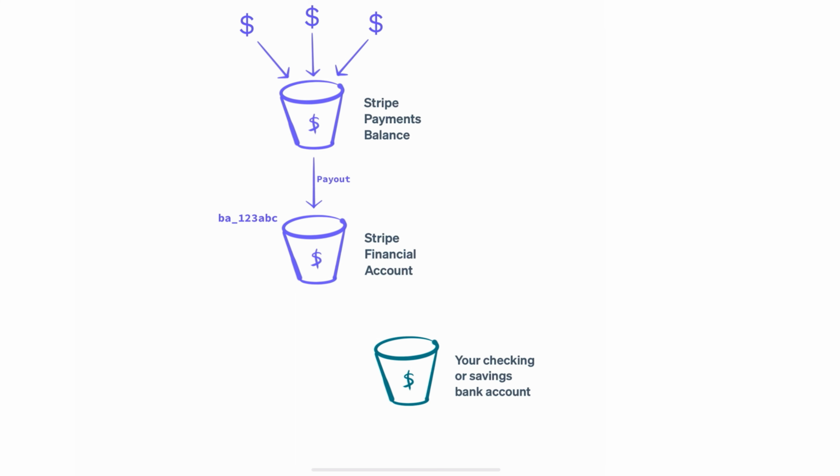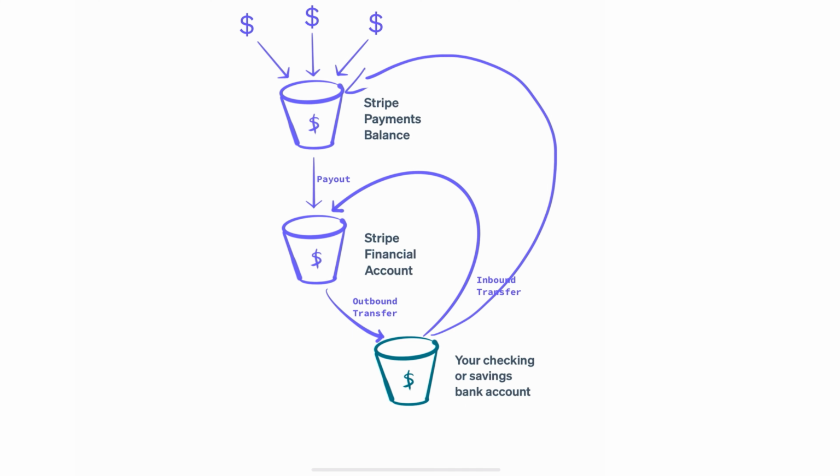Let's talk about some of the benefits of having API access to a financial account where you can move money around. We can still move money out to our checking or savings external bank account with an outbound transfer. We can also move money into our financial account with an inbound transfer. Now, before, you could technically do this with a top-up by moving money from your external account into your Stripe payments balance, but instead, now you can just do this directly into your financial account.